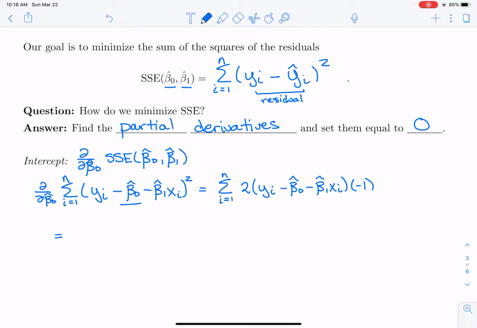Okay, I'm going to take a 2 and factor it out of the sum. And then I've got minus the sum of the y sub i's, because I've multiplied by minus 1. And then multiplying by minus 1, I've got plus, I'm going to write this as beta 0 hat times the sum of 1. So I'm factoring that out of the sum, kind of distributing the sum here. And then plus beta 1 hat times the sum of the x sub i's.